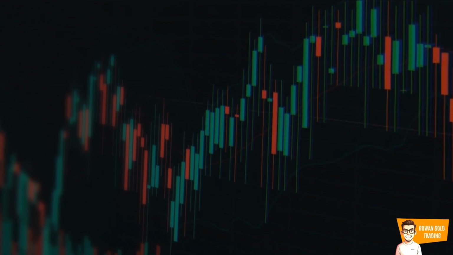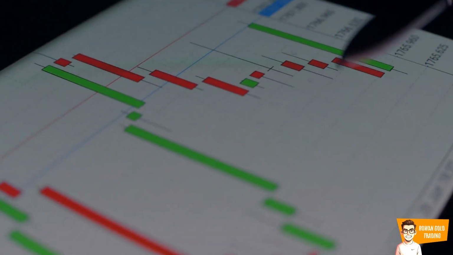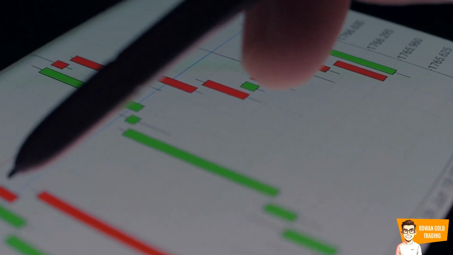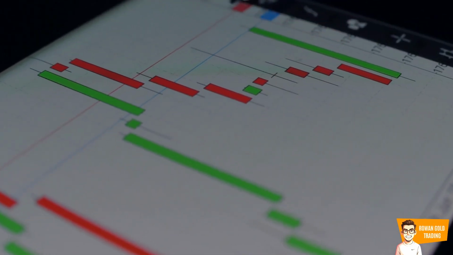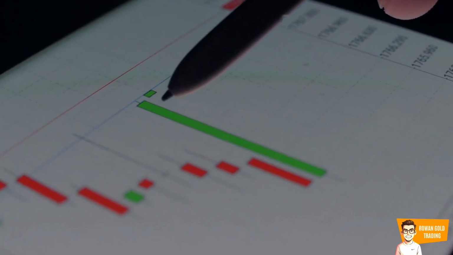First up, you're gonna see false signals. It happens. The solution? Always wait for confirmation from the next candle. Don't jump the gun. Second, lack of context. The solution, like we said, is to always analyze the pattern within the larger trend.